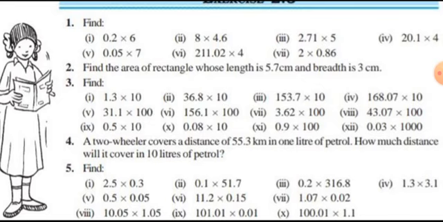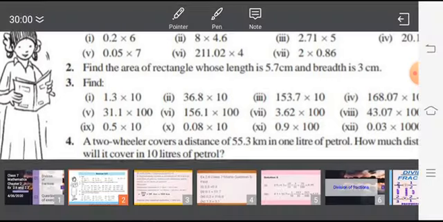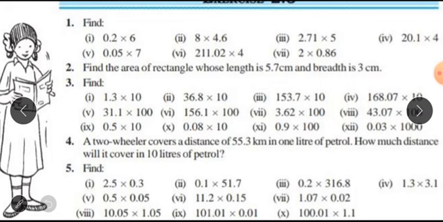A two-wheeler covers a distance of 55.3 km in 1 liter of petrol. How much distance will it cover in 10 liters of petrol? It means, students, what is given in the question is 55.3 kilometer, the distance covered in 1 liter of petrol, and we have to find out how much distance it will cover in 10 liters of petrol. So we will multiply.